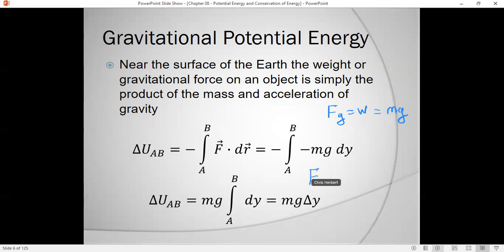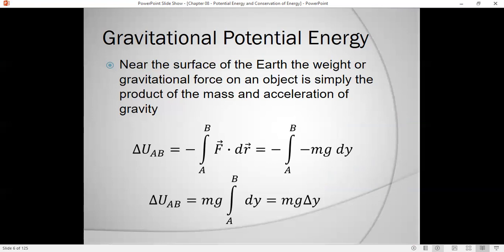Later on, we're going to look at Fg at large distances away from objects, like the sun, like the Earth. There we would write Fg in terms of Newton's universal law of gravitation, which would look something like this. So that's the next thing that we'll look at, but let's stick with this first of all.